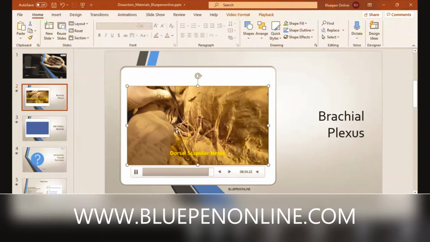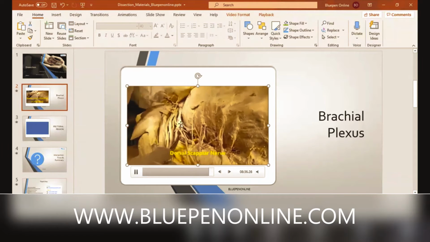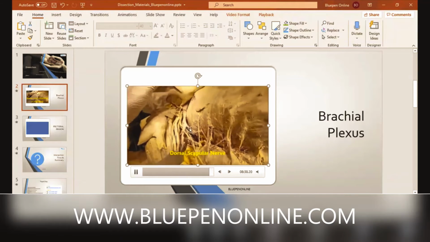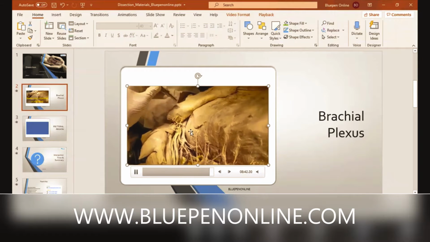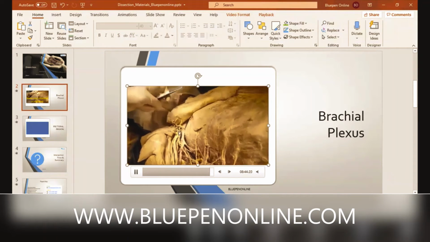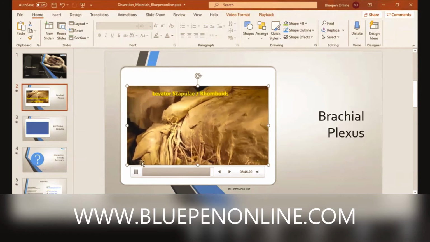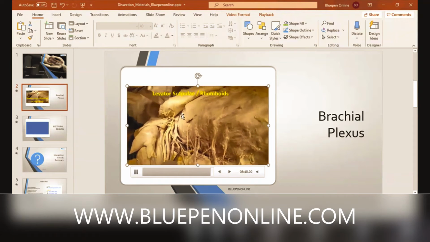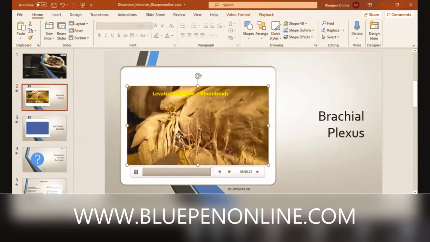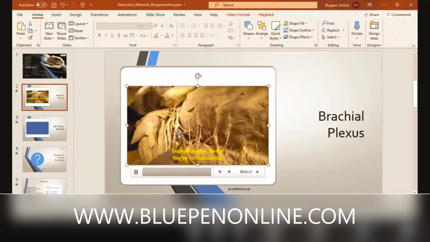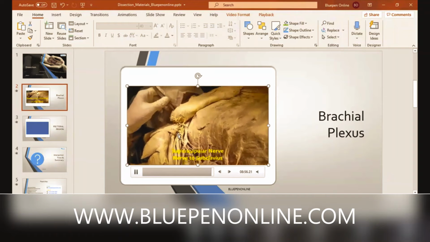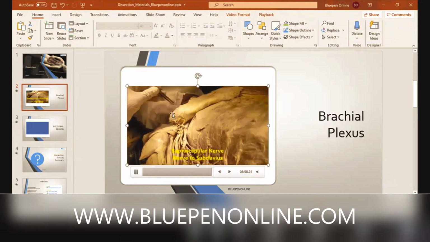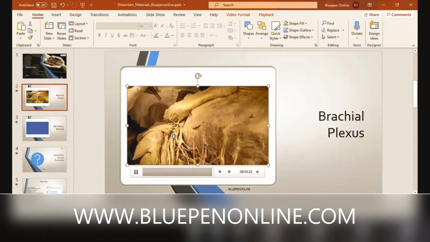Sorry, dorsal scapular nerve. That supplies the levator scapulae and the rhomboids. Root value is C5, suprascapular and nerve to the subclavius.